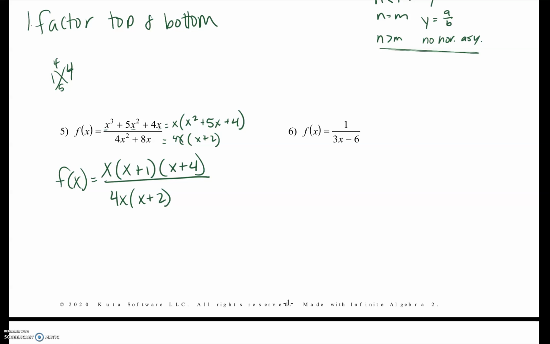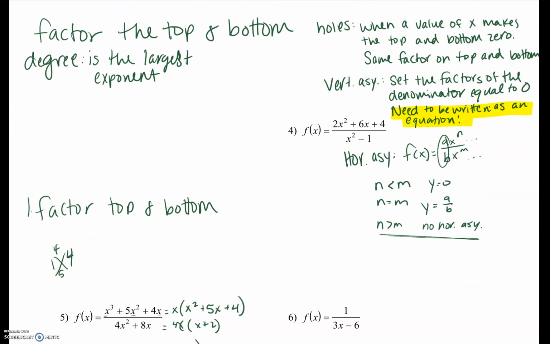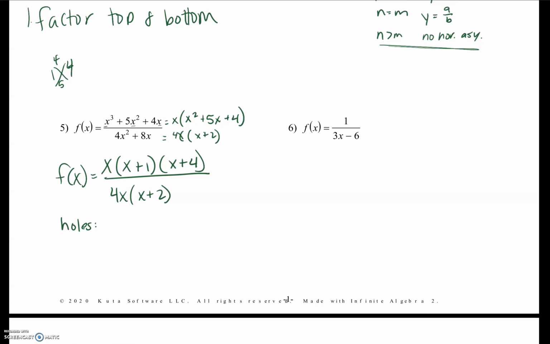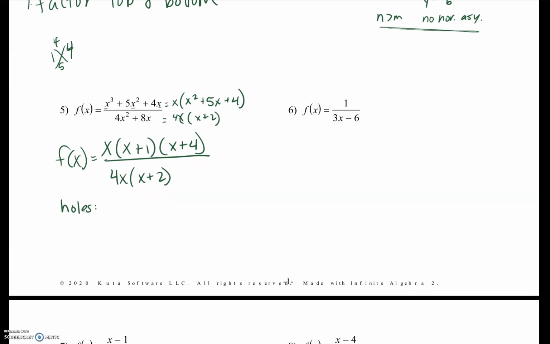So if we look here at the factors, remember our holes happen when a value of x makes the top and the bottom 0, i.e. they have the same factor on the top and the bottom. So this one's a little bit deceiving because we don't see those big sets of parentheses that are the same. But if x were to equal 0, and you were to substitute 0 in here and multiply 0 by anything, that equals 0. And if you were to substitute 0 into here, that would make that 0, and then multiply by the parentheses, that would make that 0.